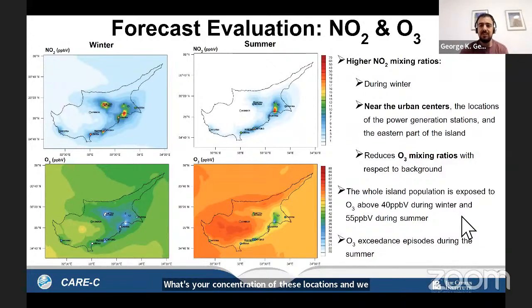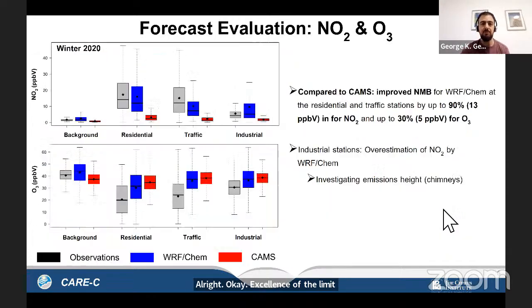And we can also see that in the summer, there are high concentrations all over the island. This is an issue in our region. We have high background concentrations. And during the summer, there are also exceedances in the ozone concentrations, exceedances of the limits set by the European Union.